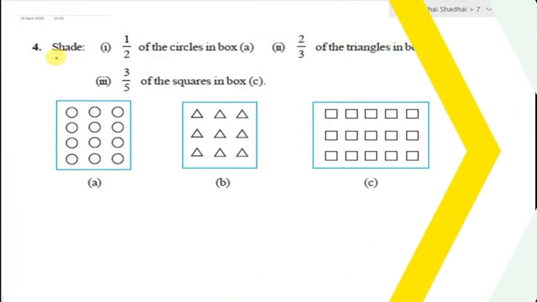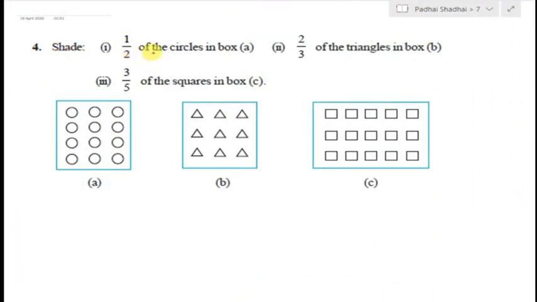Okay, question number 4. Here we have to say it ourselves from the given figure. Here 1 by 2 of the circles in box A means half of the circles. Let us count the total circles given: 1, 2, 3, 4, 5, 6, 7, 8, 9, 10, 11, 12. Total 12 circles are given.